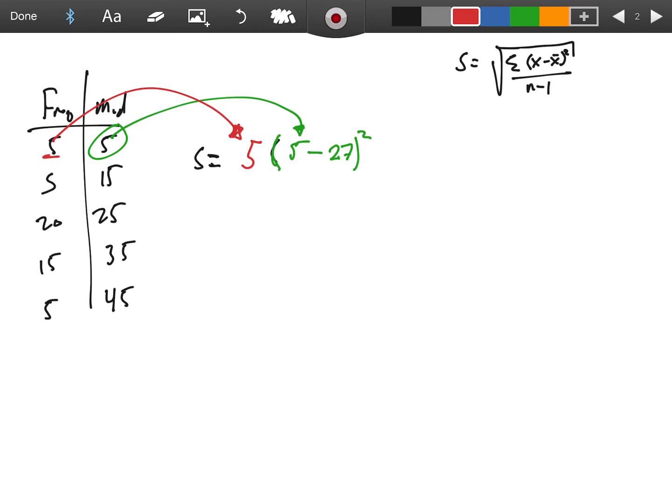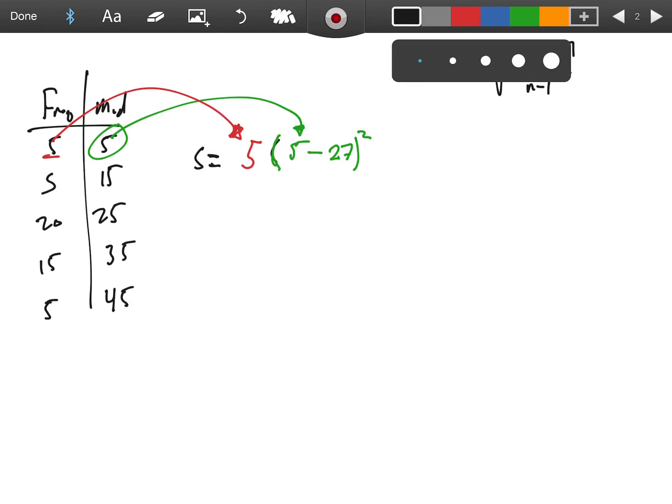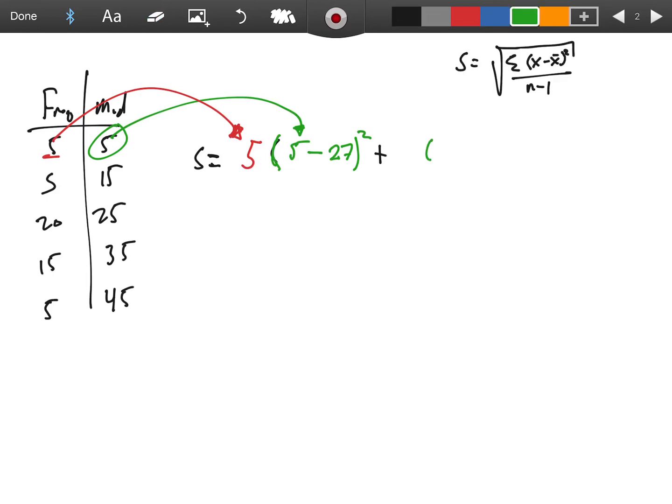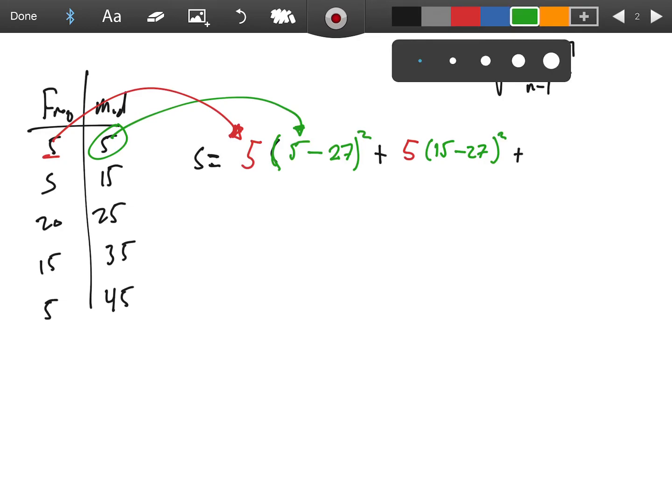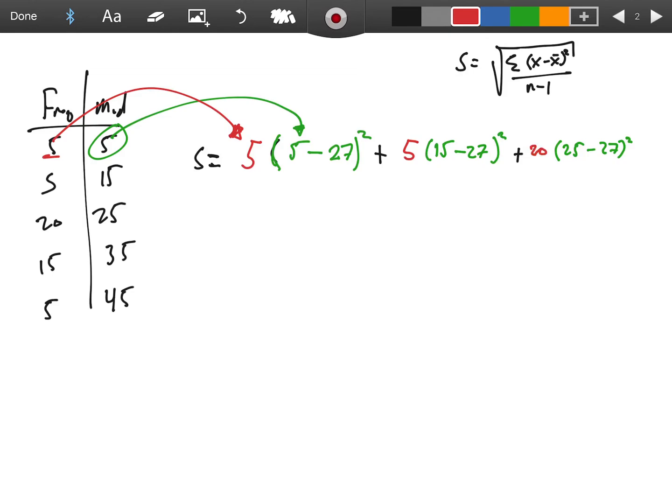Now let's finish walking through this. It's a sum, so I'm going to add to that the next thing. In the next thing, I have 15 as the value minus 27, quantity squared, and I have 5 of those. Then plus the next one, which is 25 minus 27, quantity squared, and I have 20 of those.